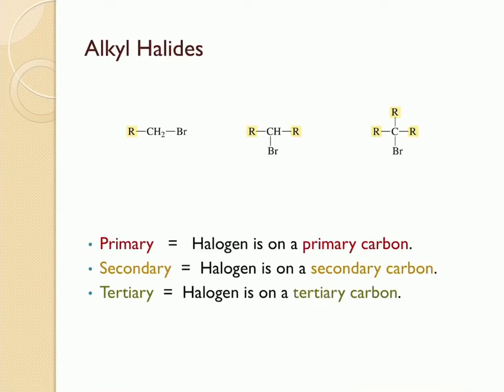Nomenclature of alkyl halides. What are alkyl halides? When you replace one of the hydrogens in an alkane with a halogen, it leads to alkyl halides. Here are some examples. This one right here is a primary alkyl halide because the halogen is connected to a primary carbon. Similarly, this is a secondary carbon, and this is a secondary alkyl halide, and this one is a tertiary alkyl halide because the halogen is connected to a tertiary carbon which is connected to 3 other carbons.